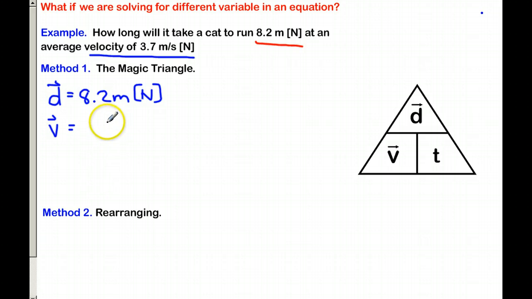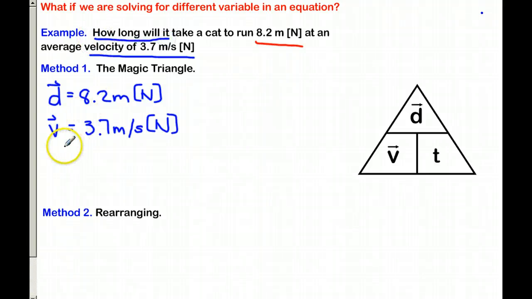There's two different ways we can do this. Our velocity is 3.7 meters per second north. What we're trying to find now is how long it will take. So that's time. I'm going to show you the magic triangle because a lot of people find this an easier method to rely on rather than the mathematical rearranging. You can use whatever method you're most comfortable with, but this I find is a great method.